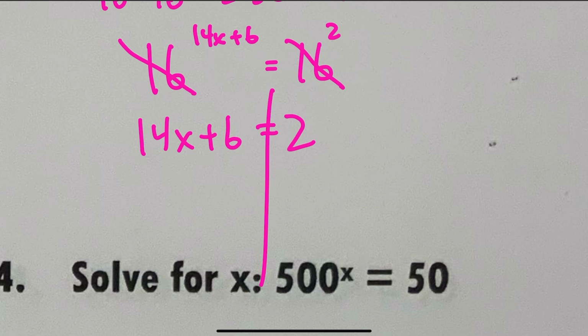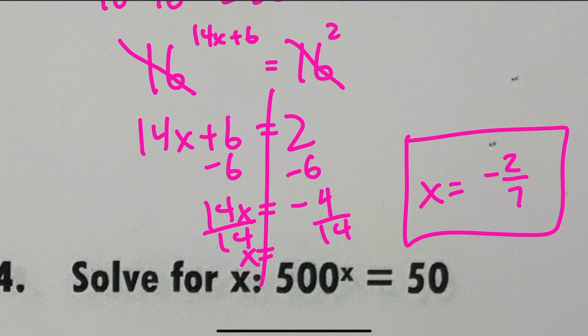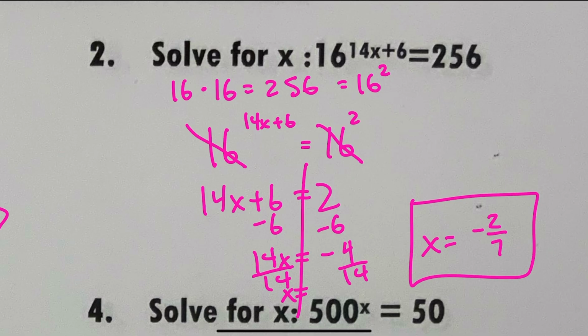Okay, so minus 6, we would get negative 4 divided by 14, which is going to be negative 2 over 7. And that would be my answer. You could turn it into a decimal if you want to. I'm just going to leave it as a fraction, though, because that's not really what I'm after here.